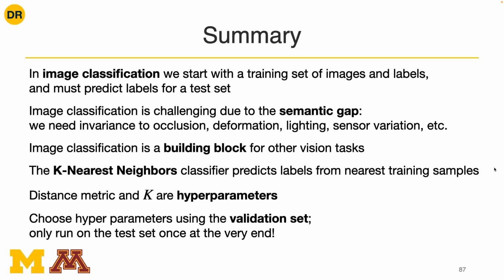The first method that we looked at today was the k-nearest neighbors classifier, which requires a distance metric and some hyperparameter k to actually implement. And finally, we looked at how choosing those hyperparameters can be done using a validation set. And importantly, we'll only ever evaluate our model's performance on a single held-out test set a single time to actually establish what its performance was.